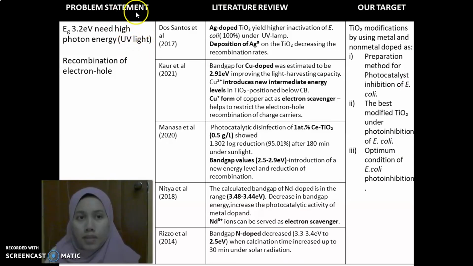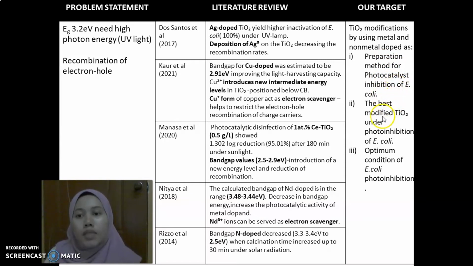Due to the problem statement, we focus on TiO2 modification by using metal and non-metal dopes, which are silver dope, copper dope, cerium dope, neodymium dope, and nitrogen dope. All these modified TiO2 can decrease the bandgap energy and reduce the recombination of electron holes.